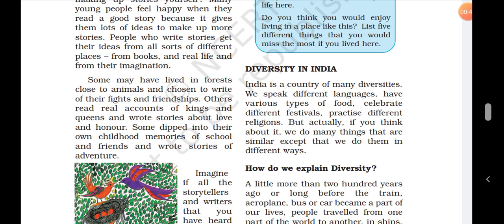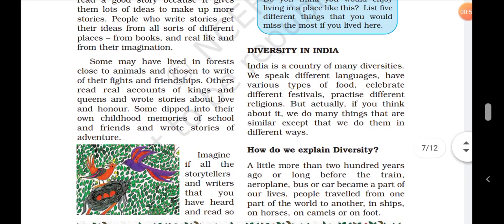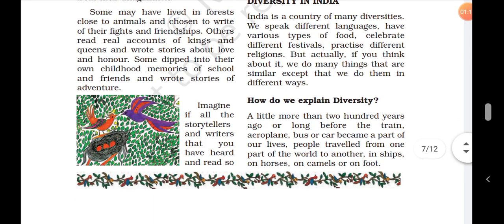Okay, we all know that India is a country of many diversities, and we speak different languages, eat various types of food, celebrate different festivals, and practice different religions. But actually, if you think about it, we do many things that are similar. Okay, means some things are similar between us, like some festivals and some religious rituals, except that we do them in different ways. Okay, like marriages. So this actually happens in India.